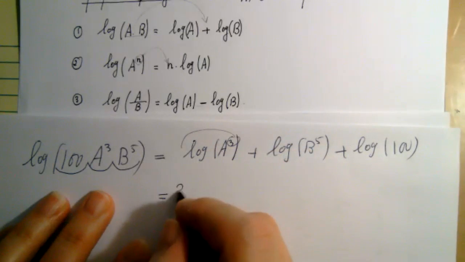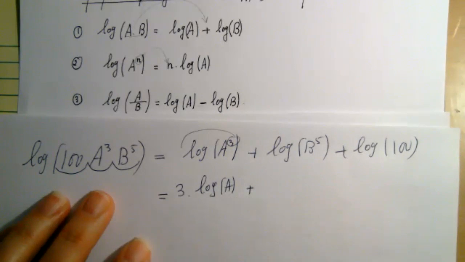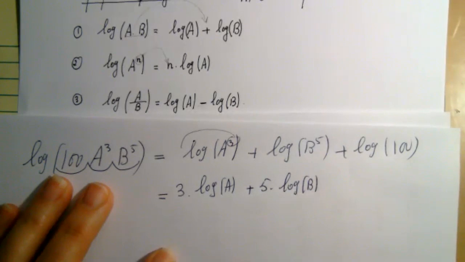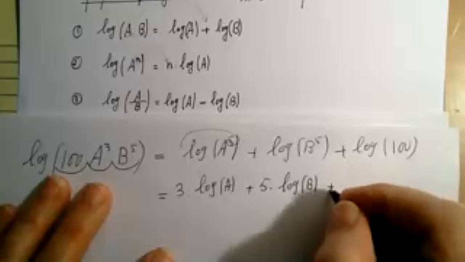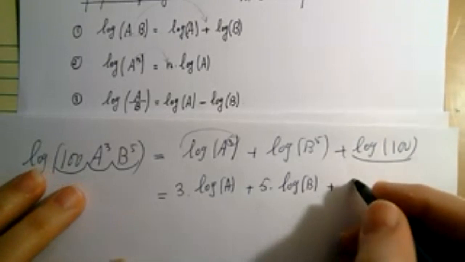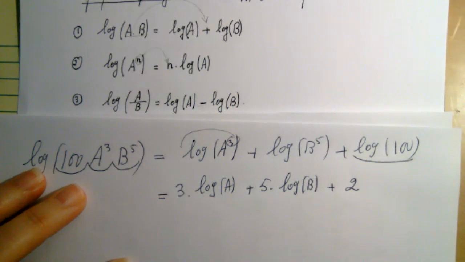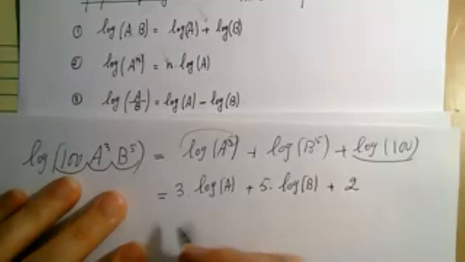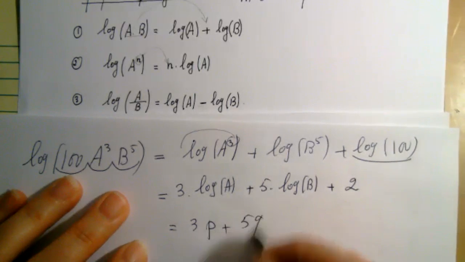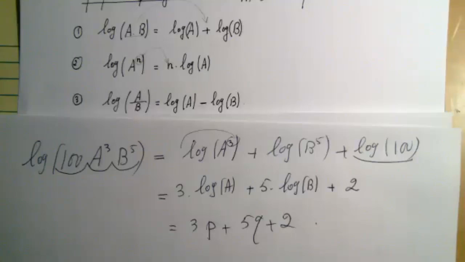3 log of A plus 5 log of B plus, what's the log of 100? 2. Good. 10 to which power is 100? 10 to the power 2. And now it's just 3p plus 5q plus 2.